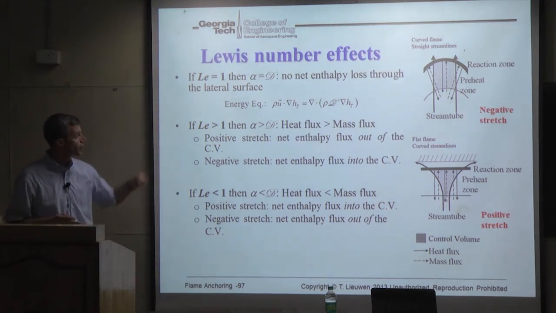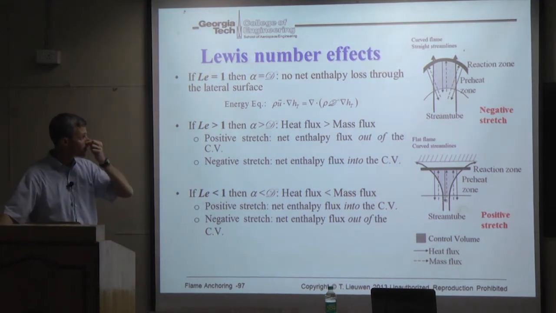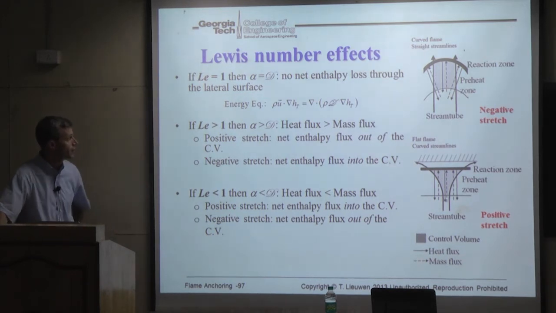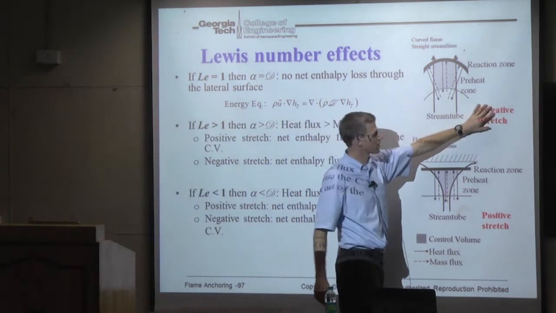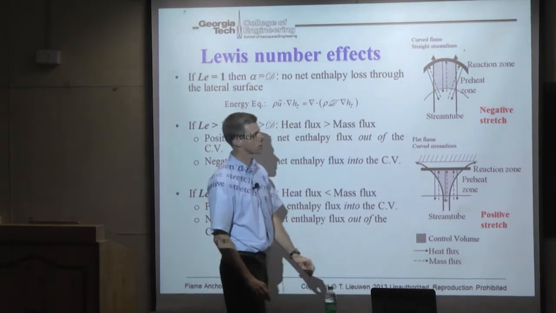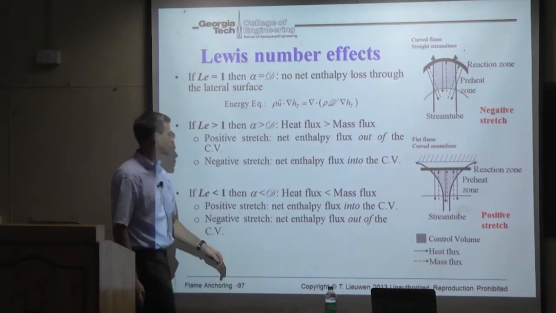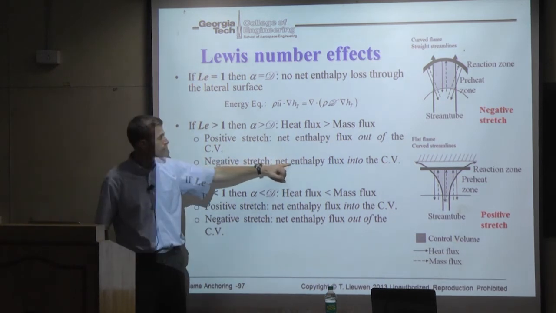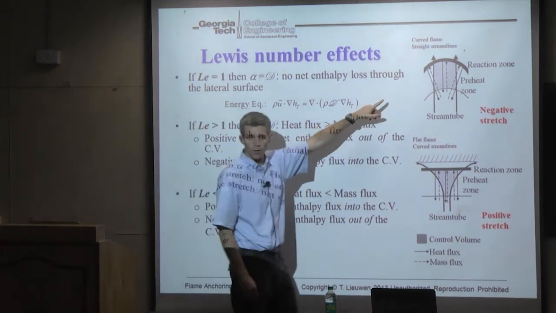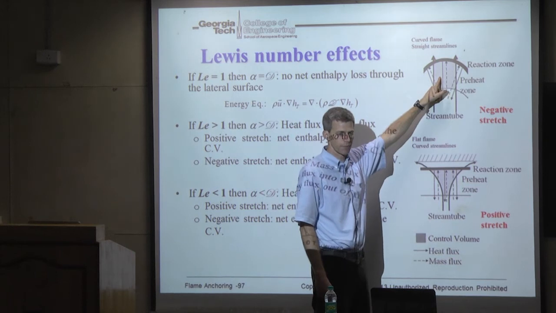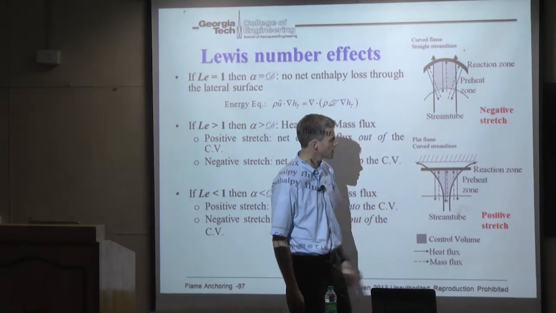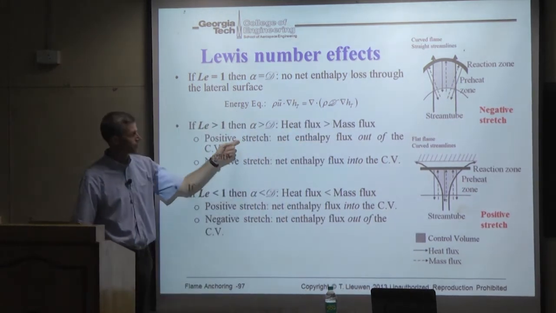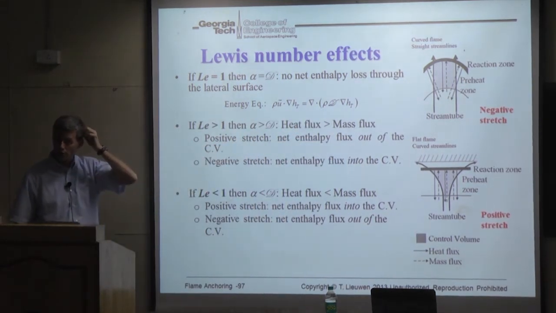However, if the Lewis number is greater than 1, in other words, if alpha is greater than D, the heat flux term is going to be greater than the mass flux term. For this example here, and I'll explain later why this one is negatively stretched and this one's positively stretched, the negatively stretched flame has a net enthalpy flux into the control volume. Whereas in this picture, since you're losing thermal energy, for this positively stretched flame, there's a net enthalpy flux out of the control volume.